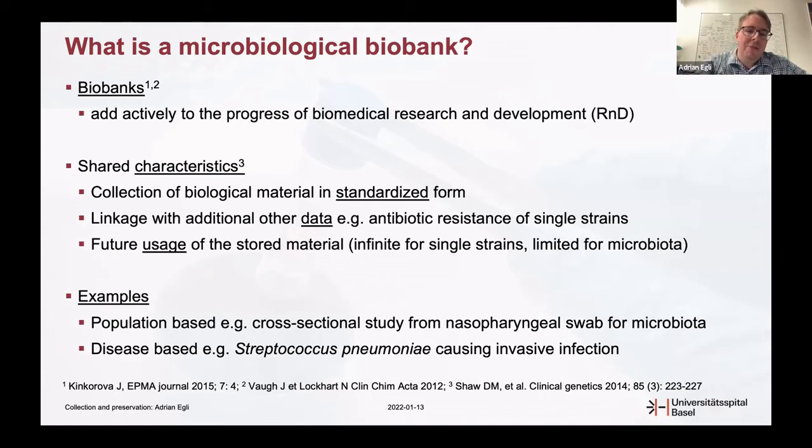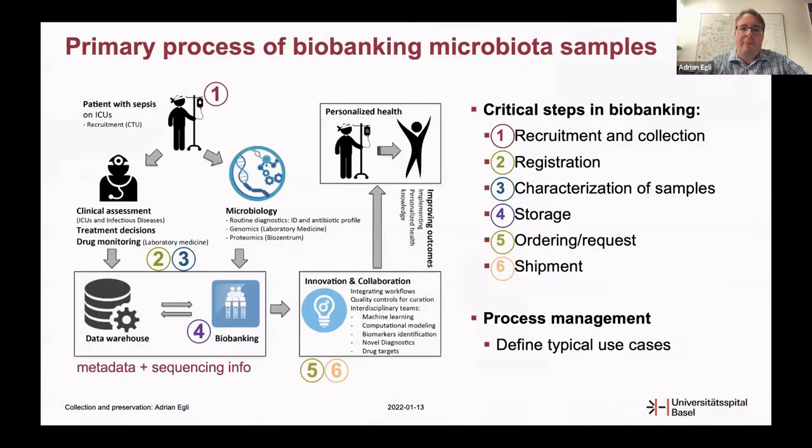Two typical examples of microbiological biobanks would be a population-based biobank and a disease-based biobank. A population-based biobank could be a cross-sectional study, let's say of nasopharyngeal swabs from your medical students, and they would serve as a healthy control group. Obviously, you have certain aspects you want to describe in such a healthy control group. If it's a disease-based biobank, it might raise questions regarding biosafety, and you should document if there are certain pathogenic microorganisms in such a biobank.